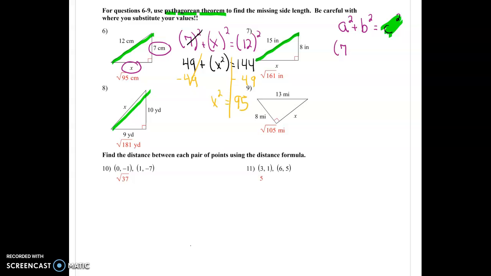just like before, to get rid of the squared, I want to square root. So if I square root the left side, that check mark is going to cancel out my squared, and then I'm going to square root the right side, and I will get that x now is the square root of 95, which is a great answer for number 6.